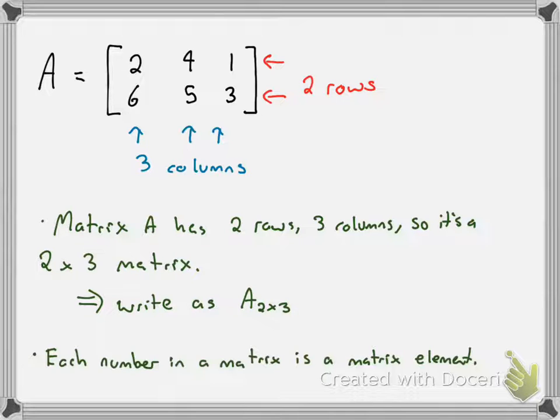More specifically, each number in a matrix is a matrix element. So we're going to use the rows and columns again to identify what number we're talking about in a matrix. So for example, A1,2, we would want to look at row 1, column 2. So row 1, column 2, that number in that place would be 4. So A1,2 in this matrix would be the number 4.